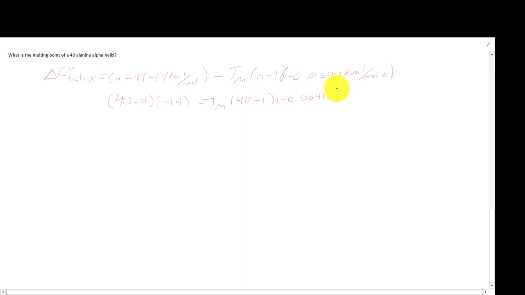Okay, and so let's start to work this. So 36 hydrogen bonds. That's 36 because 40 minus 4. Our delta H for hydrogen bonds is negative 50.4. And minus Tm times 39 times 0.00413. And that all equals zero. Remember that any of these melting processes is an equilibrium. So we can rearrange this. We have zero is equal to 0.16107 Tm minus 50.4. Adding 50.4 to both sides, 50.4 equals 0.16107 Tm. Tm then equals 312.9 Kelvin.